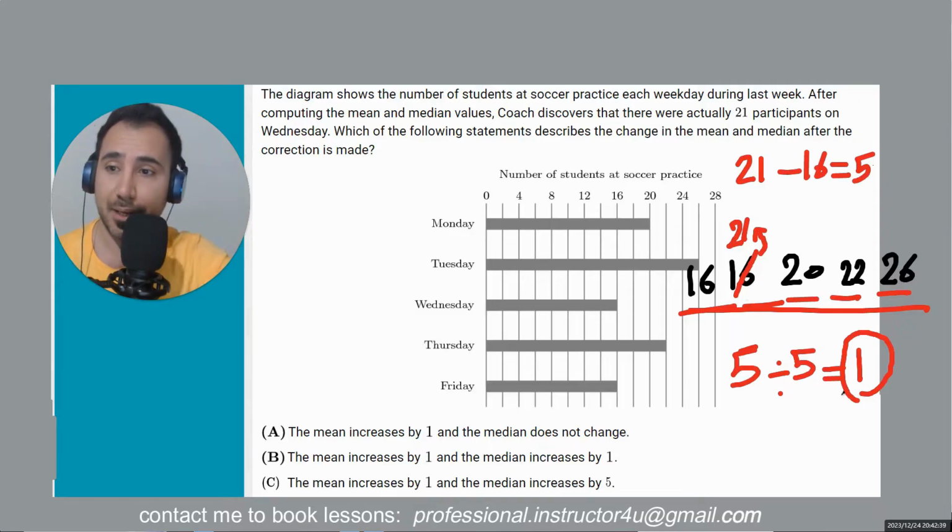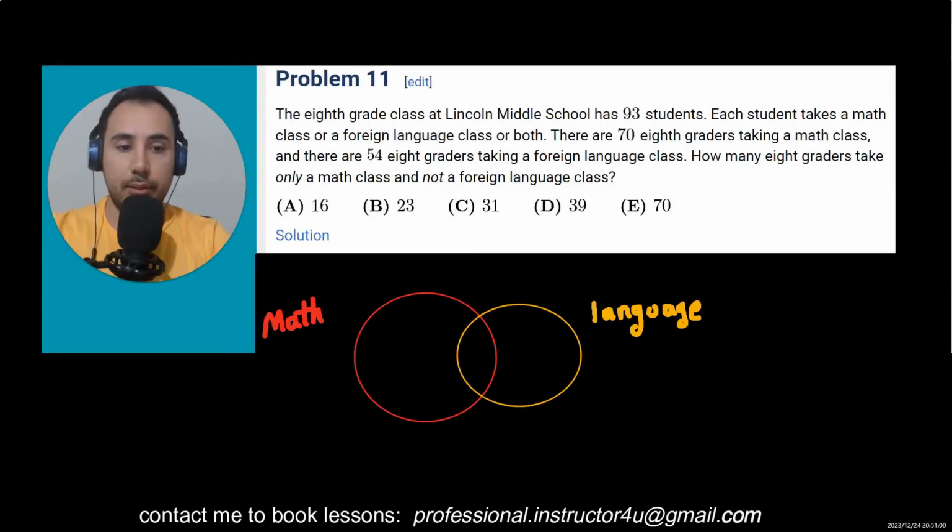One of them increased by 5. We have 5 numbers. 5 divided by 5 is 1. That's it. So the mean increased by 1, the median increased by 1. B is the answer.